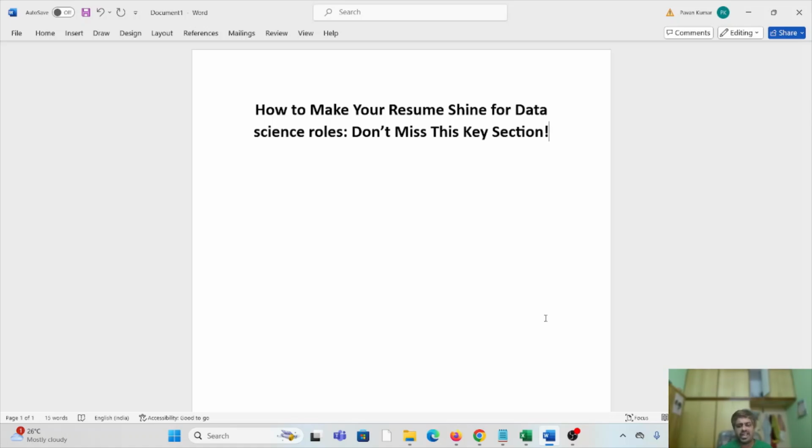Whenever you are preparing your resume for data science roles, you will include all the key sections like your name, phone number, and email ID. You will include the summary, your education, your previous experience and background, and your previous roles and responsibilities. You will also include the skills which you have, and some keywords to make your resume stand out.